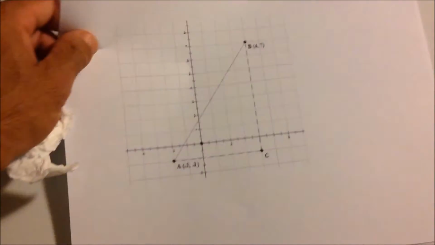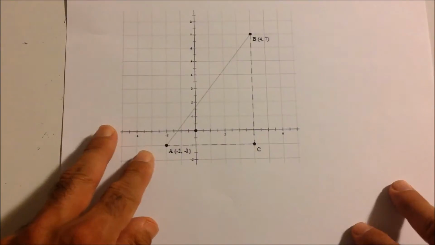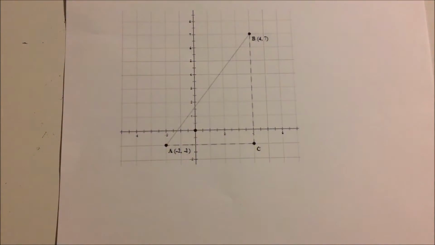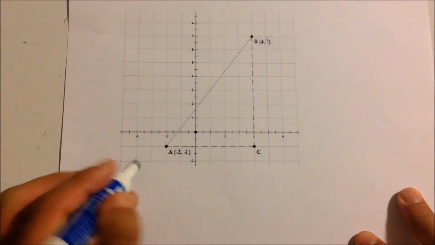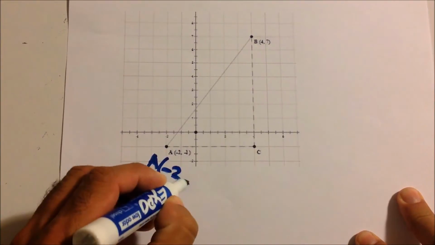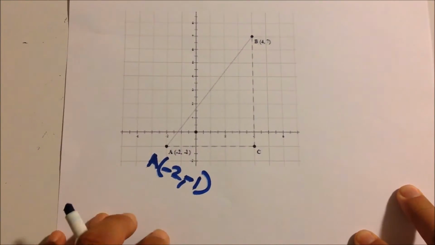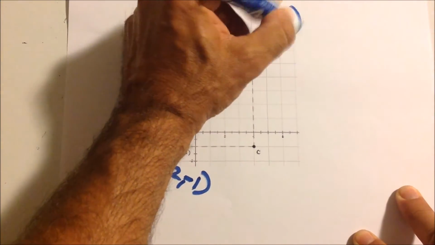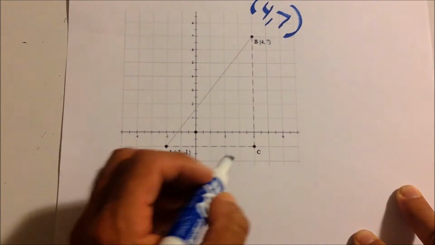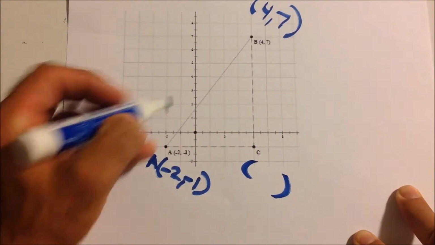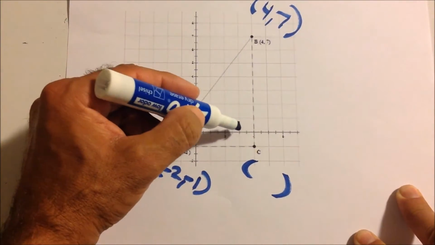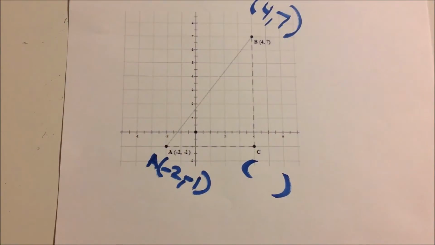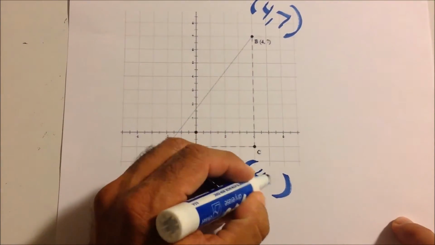So let's find some distance. Here we have a right triangle on the coordinate plane. This is A, and A is -2, -1. And B we have is 4, 7. So here we can find C. What do you think C is? You just count: 1, 2, 3, 4. So this is 4, -1.